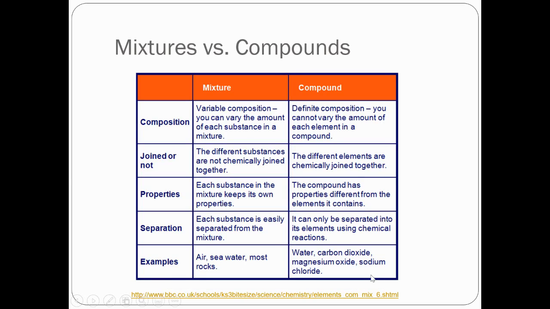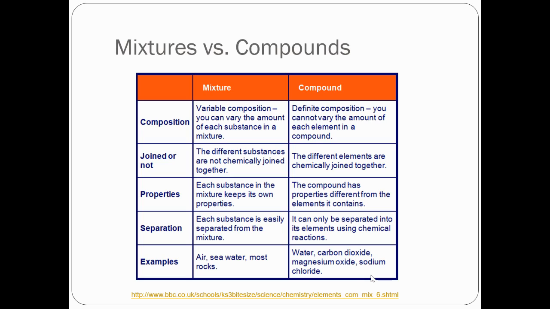All right, so look at this little table right here. It's kind of telling you the difference between mixtures and compounds. So the composition of a mixture, basically what it's made up of. So the mixture is made up of different things, right? Variable composition. You can vary the amount of each substance in a mixture. So you can have a ton of one type of thing and just a little bit of another.